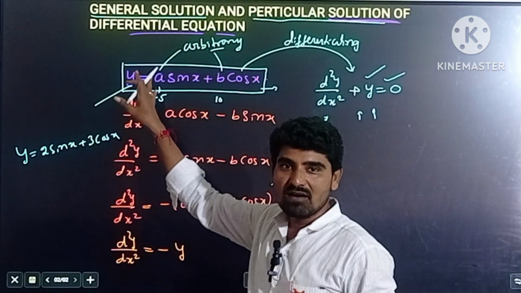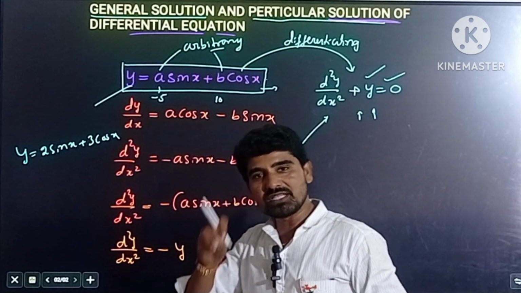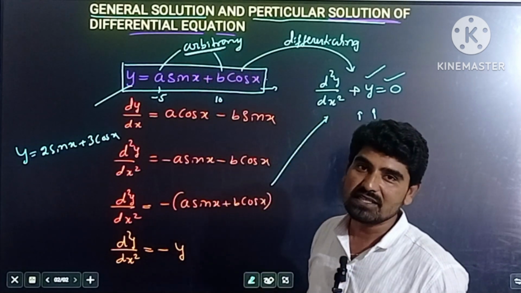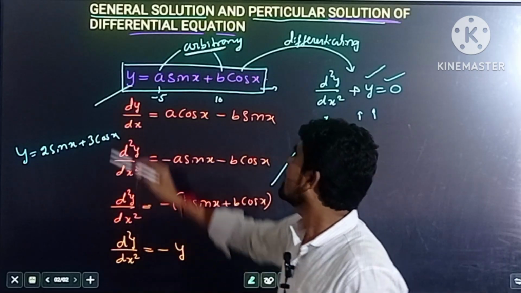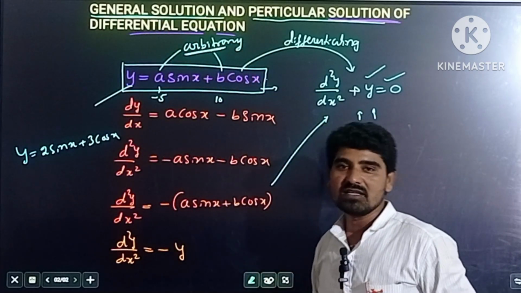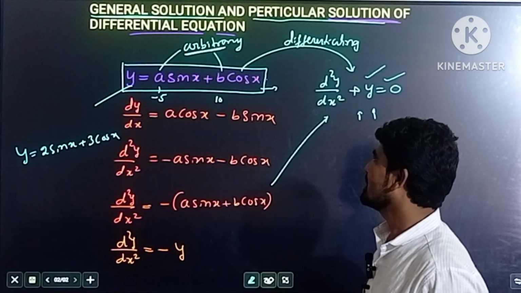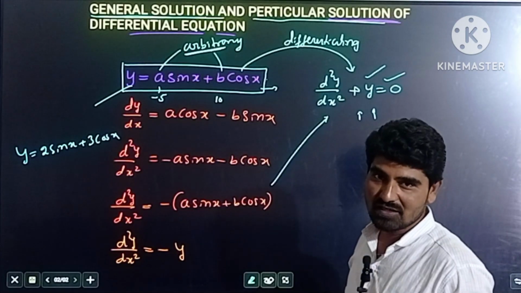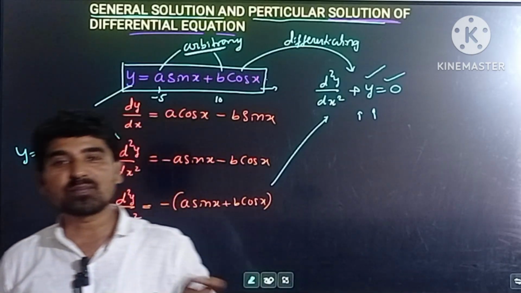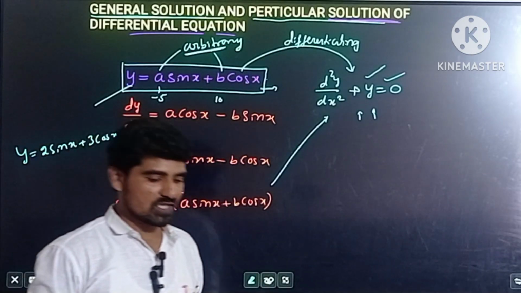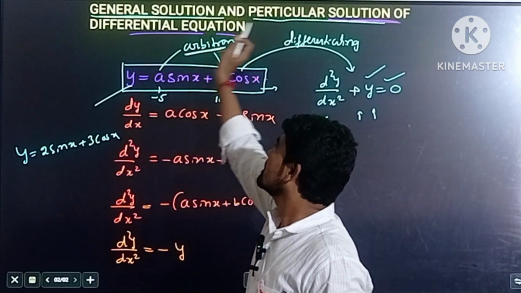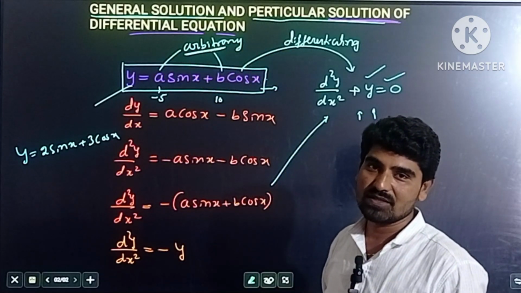the solution of the differential equation which involves these arbitrary constants is called the general solution of the differential equation. General solution means a solution which involves arbitrary constants. A solution which involves arbitrary constants is called the general solution of the differential equation.